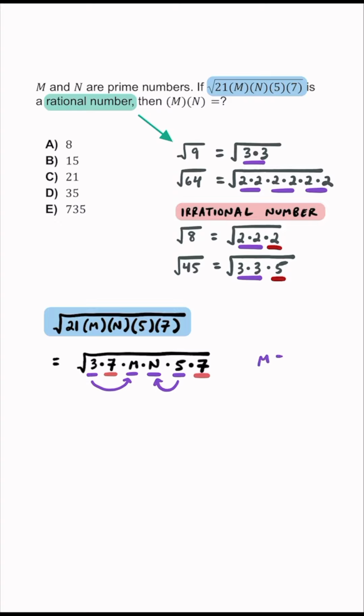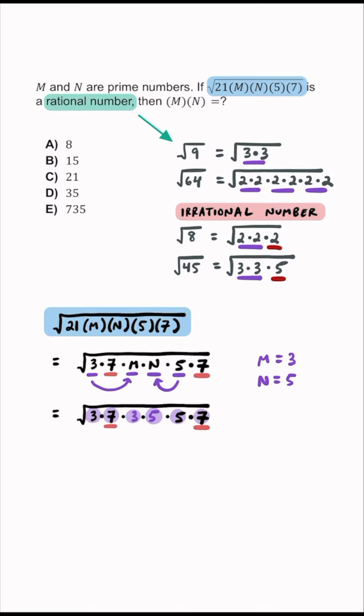If we make m equal to 3 and n equal to 5, our expression would look like this, where our 7's have partners, our 3's have partners, as well as our 5's. If all the numbers have partners, that means they will multiply to get perfect squares, and if you take the square root of the product of perfect squares, we're always going to get a perfect square, or a rational number.